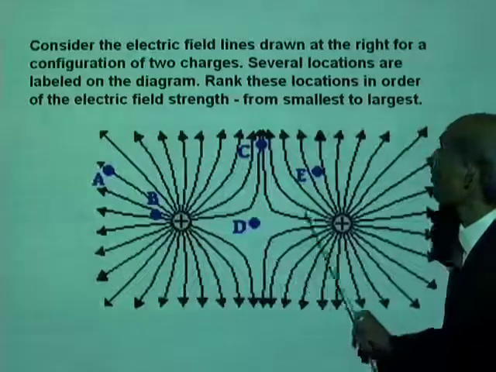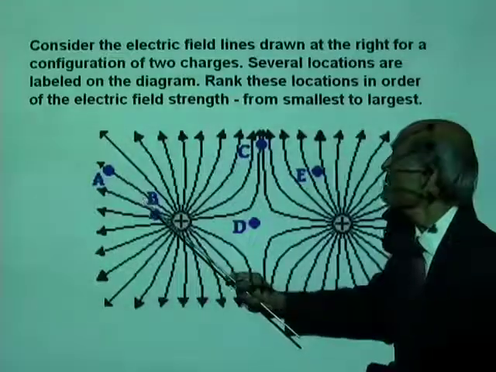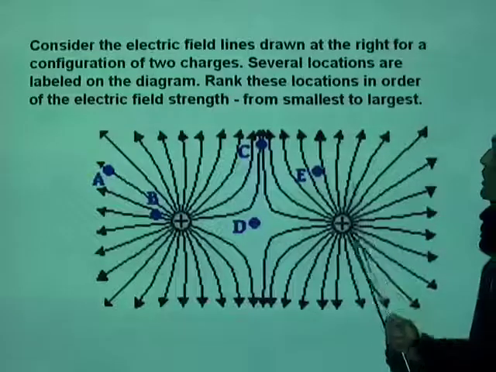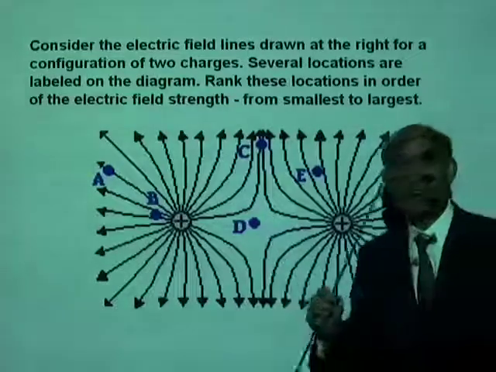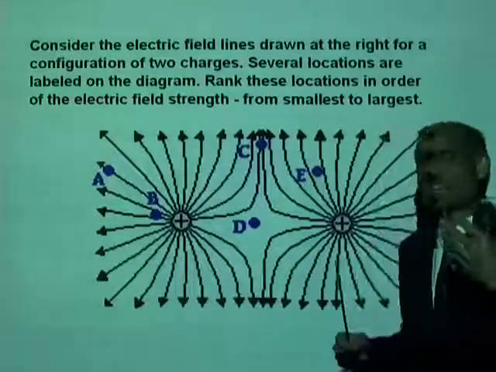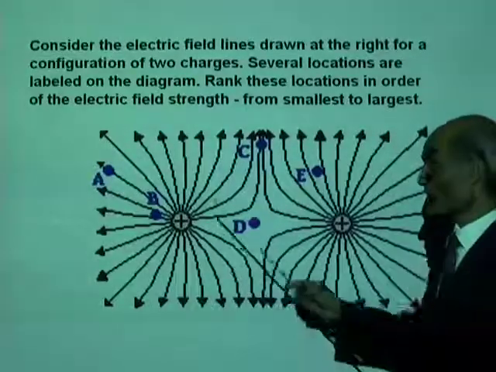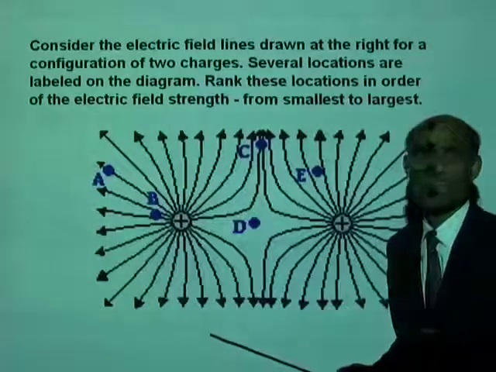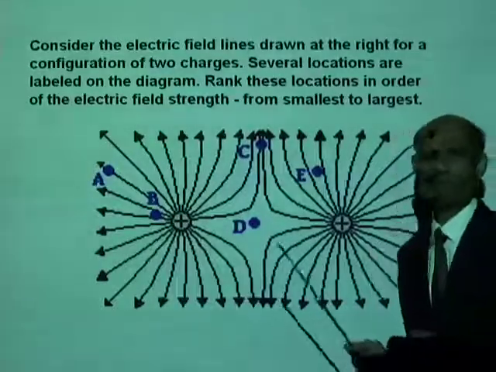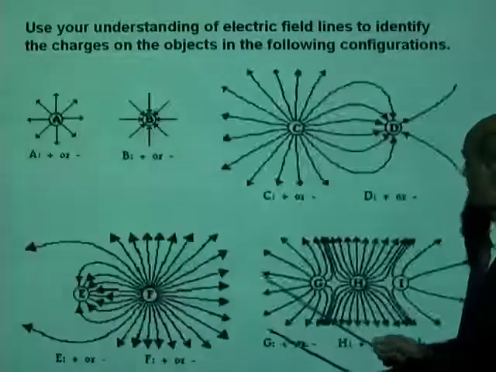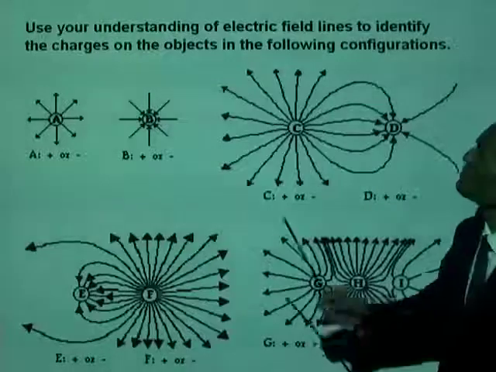Now here are the points. Point A, B, C, D, E. You have to rank them according to the strength. Which of these 2 points has the greater field strength? Looking at the field pattern. Alright? That is number 4, I think. Alright, 1 more. I think there are 2 more.